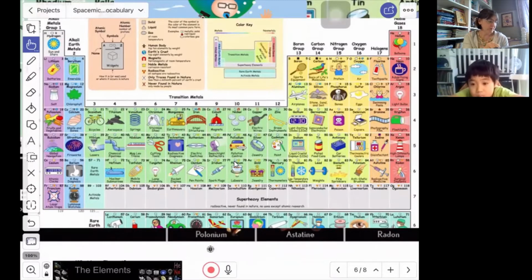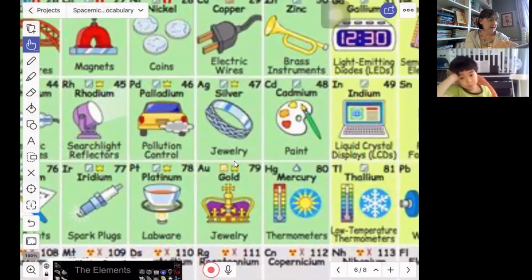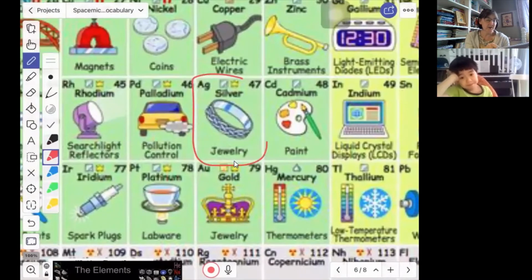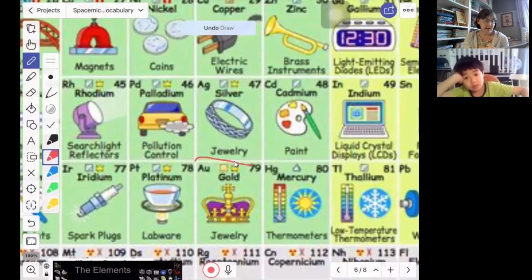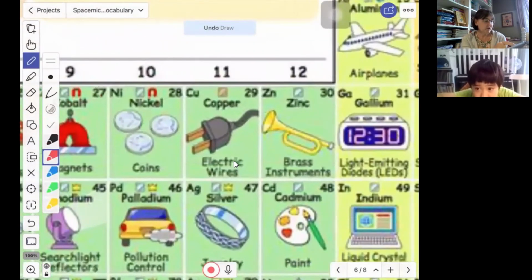So for example, right here, here's the Ag, which is silver, and it's showing us a ring that's made out of silver. This one is the Au, which is gold, and it's showing us a crown that is made out of gold. This one is the Cd, which is cadmium, and paint is made out of cadmium. So this one shows copper, and electrical wires are made out of copper.